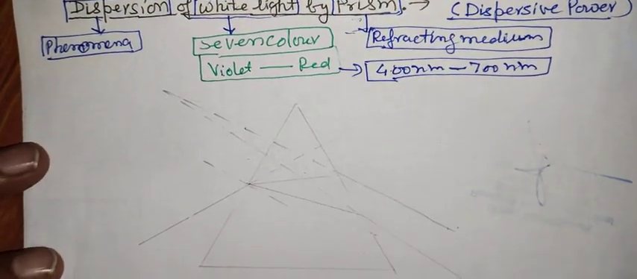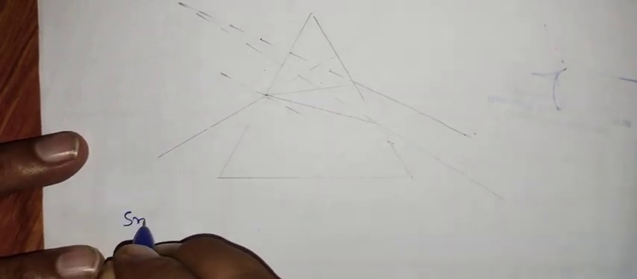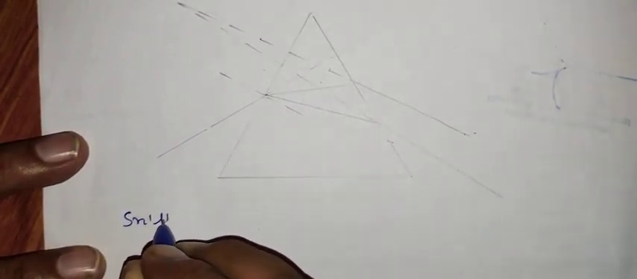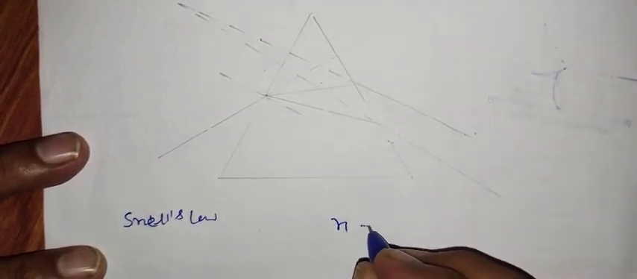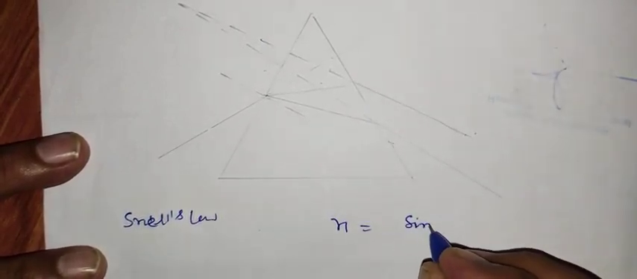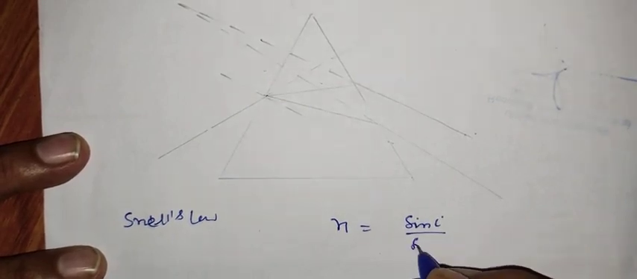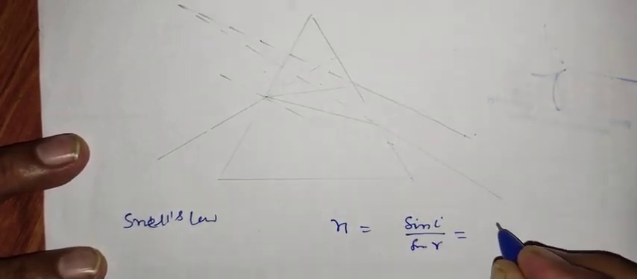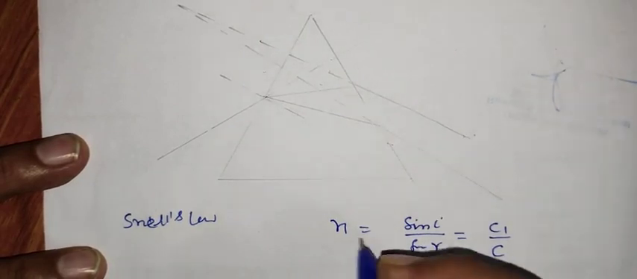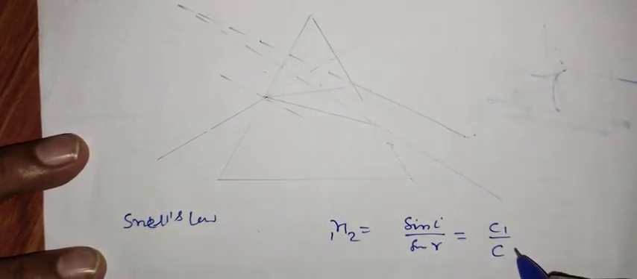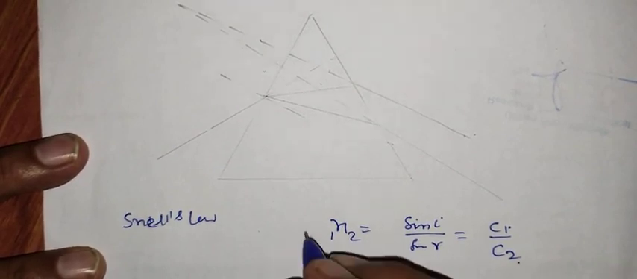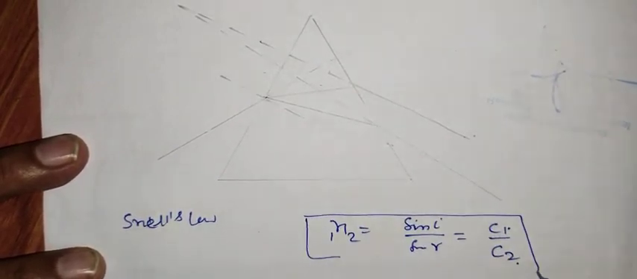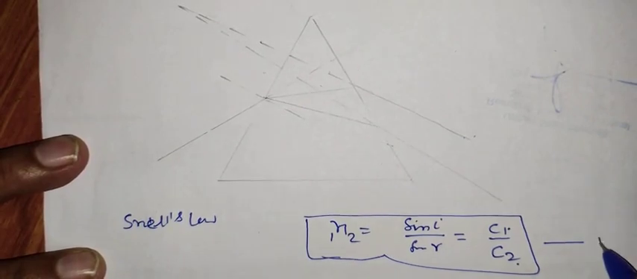Now see, refractive index according to Snell's law. Refractive index is equal to sine of angle of incidence by sine of angle of refraction, which is equal to, from the first medium to the second medium, speed of light in the first medium to speed of light in the second medium. See the refractive index formula, Snell's law.